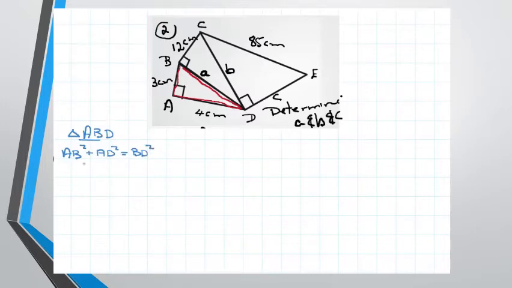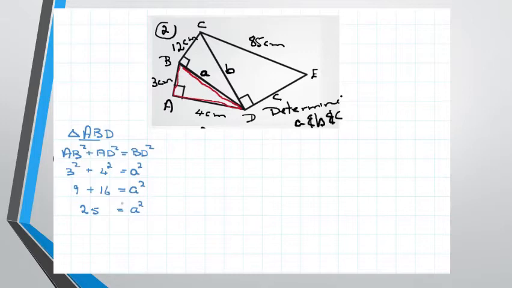Now I'm going to do some substitution. AB to be 3 square plus AD to be 4 square equals to, and ABD to be A, must be A square. Then 3 squared is going to give me 9 plus 4 squared to be 16 equal to A square. I see that 9 plus 16 going to leave me with a value of 25 equal to A square.